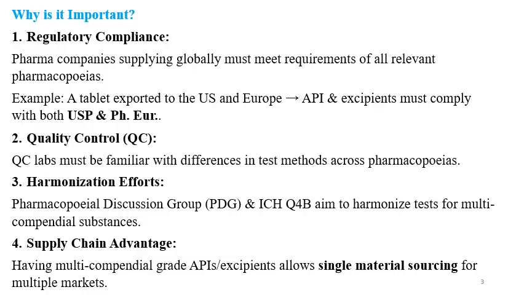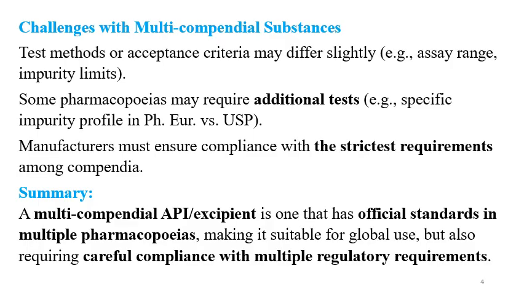Harmonization efforts: the Pharmacopoeial Discussion Group, that is PDG, and ICH Q4B aim to harmonize tests for the multi-compendial substances. And the fourth one is supply chain advantage. Having multi-compendial grade APIs or excipients will allow single material sourcing for multiple markets. These are the advantages and the reasons why multi-compendial excipients and APIs are important.